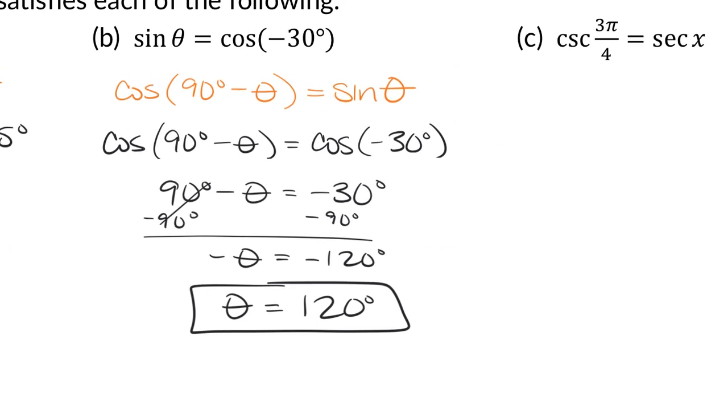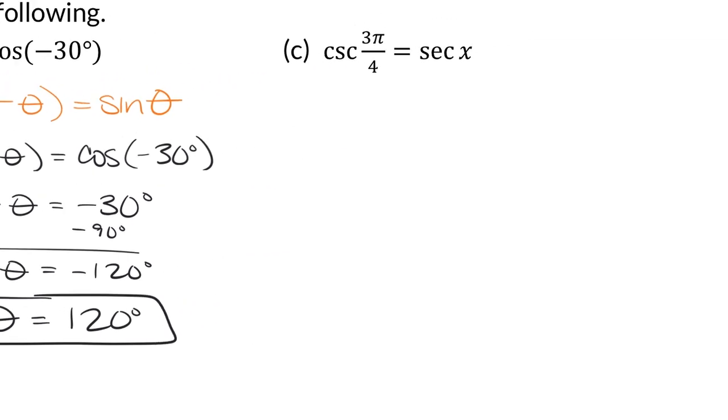Example C. Cosecant of 3 pi over 4 equal to secant of x. The boring side is the secant of x. That's so rude of me to call it boring, but you get what I mean, right? Okay, so if we look at our cofunction identities for the one that says secant of x, it says the cosecant of pi over 2 minus x, I know it says theta, but I'm changing it to x, is equal to secant of x.